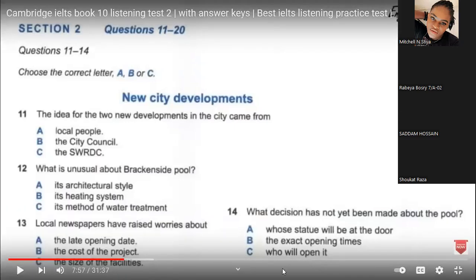Okay, already you have got the information. Please tell me. A? C. C. Anyone else, please? C. Sorry, it is local people. The answer is C, because the idea came from. You have heard it in the audio that the idea came from the people. Would you like to hear it again?